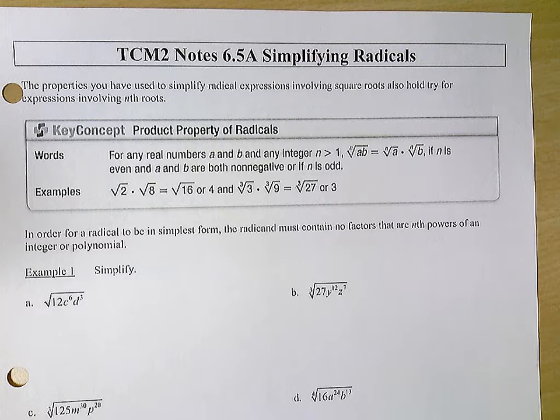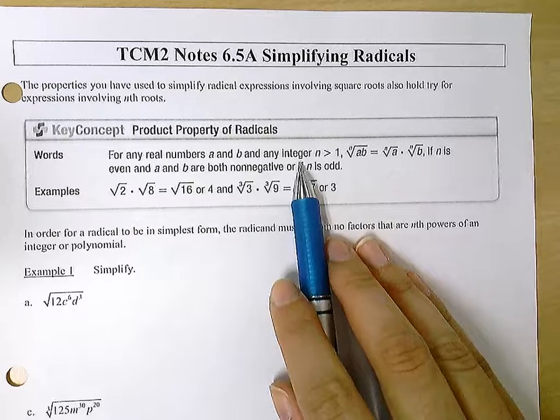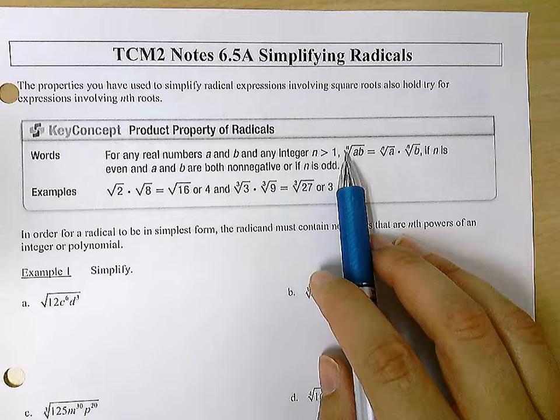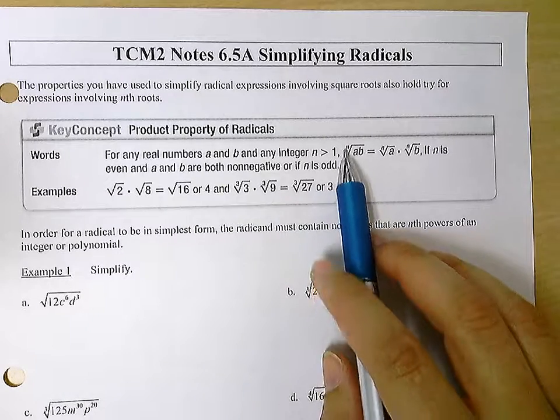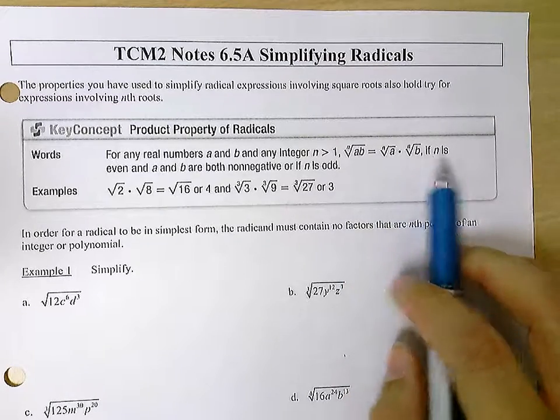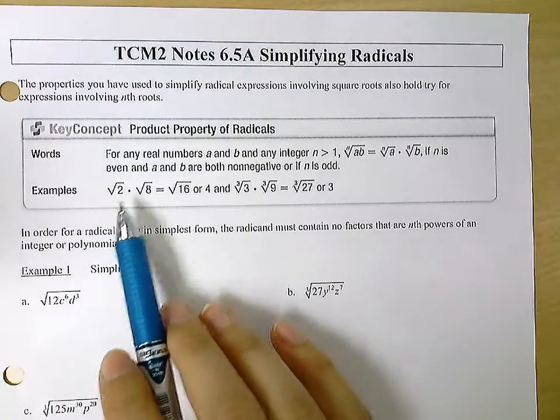Okay, so the properties you have used to simplify radical expressions involving square roots also hold true for expressions involving nth roots. For any real numbers a and b, and any integer n greater than 1, the nth root of ab is equal to the nth root of a times the nth root of b, if n is even and a and b are both non-negative, or if n is odd. This is what we did yesterday.